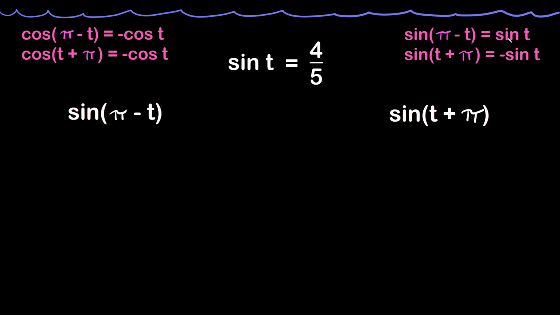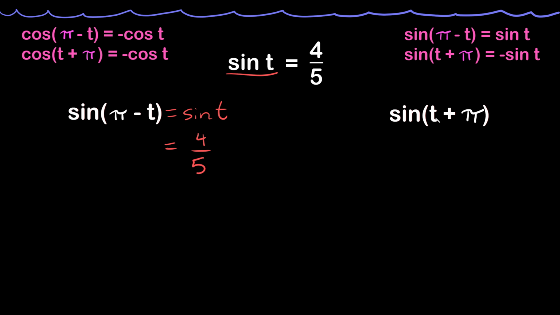So here you can see we have the sine of pi minus t. When you're given that, it's going to be equal to simply the sine of t, all right? So this thing is equal to simply the sine of t. And as you can see, we are already given what the sine of t is equal to, positive 4/5. So that means this thing right here is simply equal to positive 4/5. It's actually not too bad.